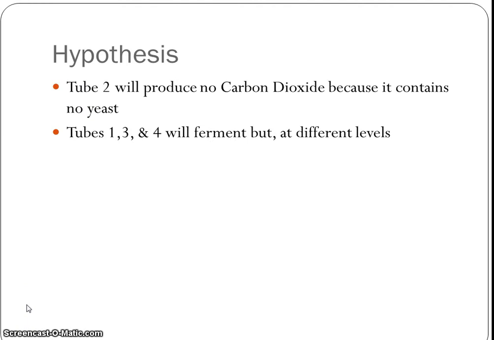Our hypothesis, tube 2, which contains only glucose, will produce no carbon dioxide because it does not contain yeast. Yeast fermentation will produce carbon dioxide as a waste product, and there is no yeast, so this carbon dioxide will not be produced, and this is the negative control of our experiment. Tubes 1, 3, and 4 each will ferment, but at different levels, and we'll measure this by measuring the amount of carbon dioxide produced.